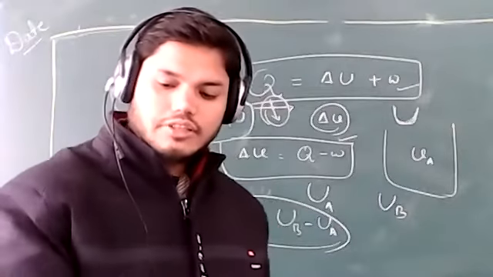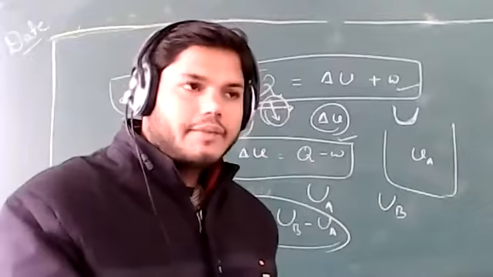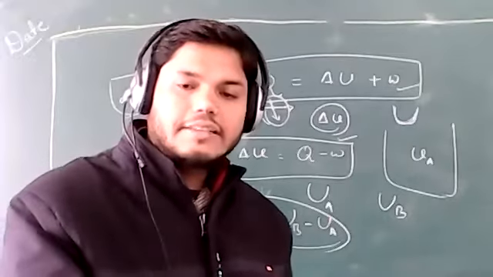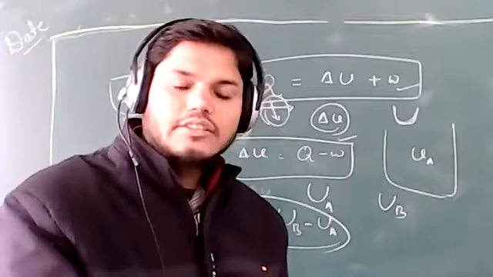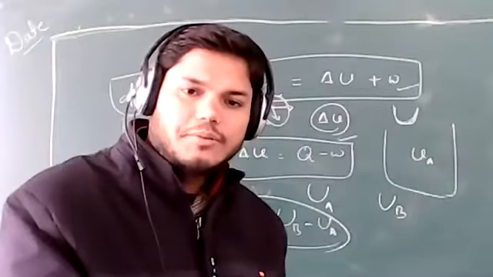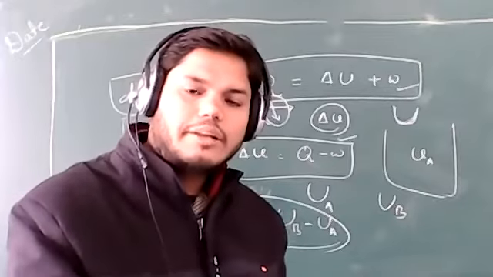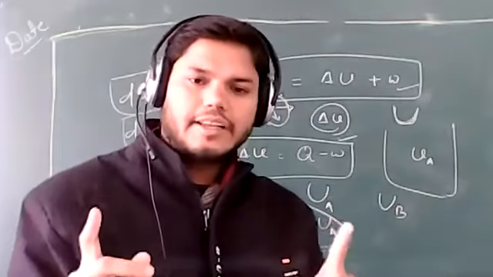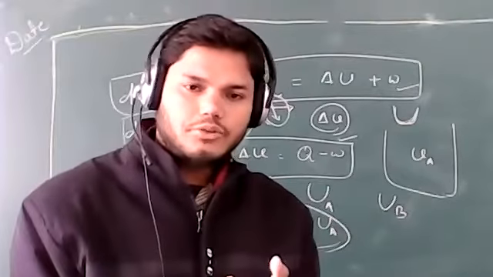So what does the zeroth law tell? The zeroth law tells about temperature. If two systems A and B are separately in thermal equilibrium with a third system C, then according to the zeroth law, A and B are also in thermal equilibrium with each other. Thermal equilibrium means that if the temperatures of the two systems are the same, then both systems are in thermal equilibrium with each other.